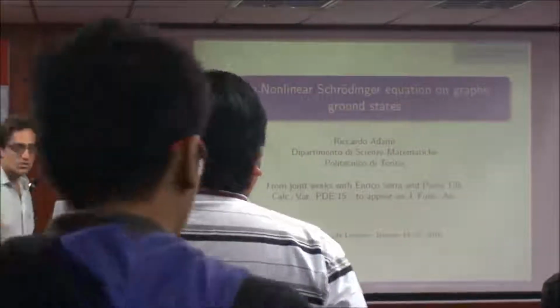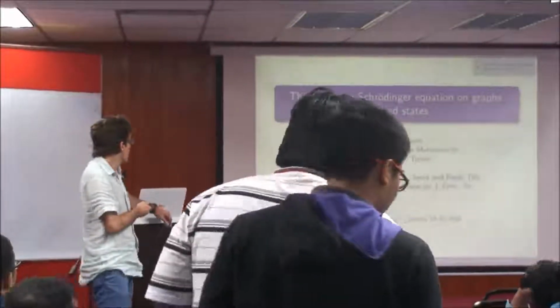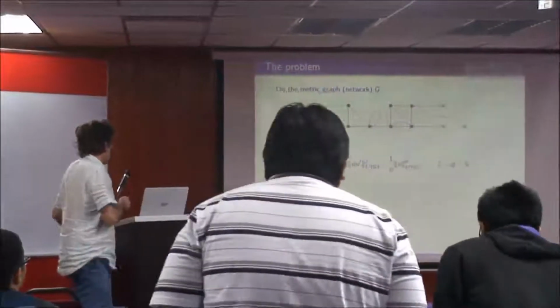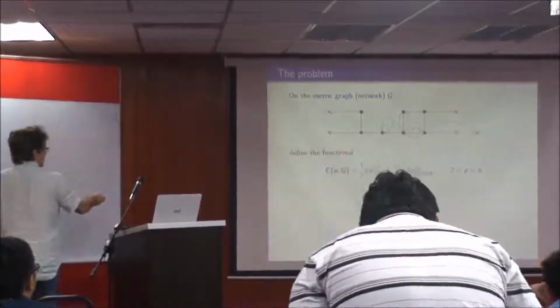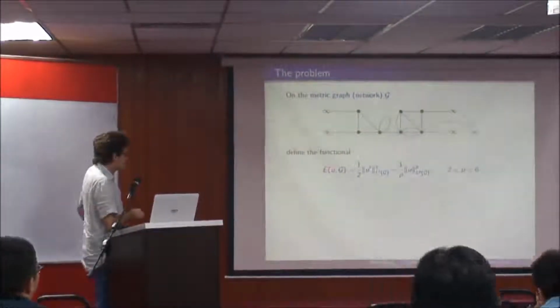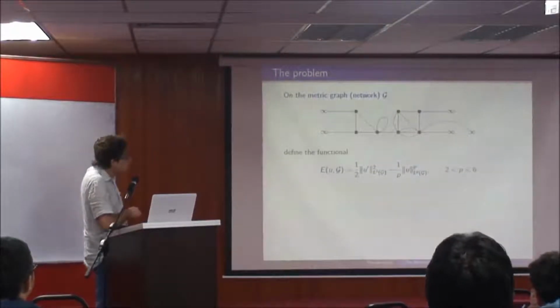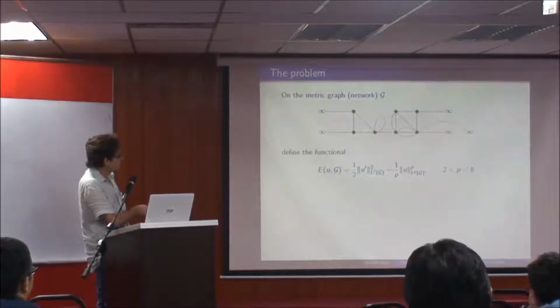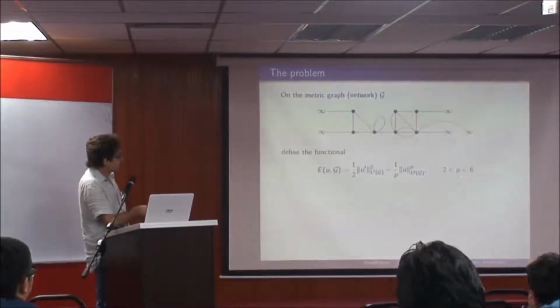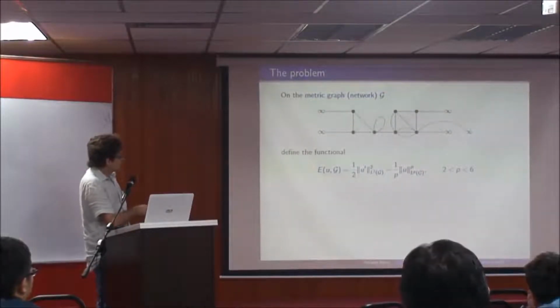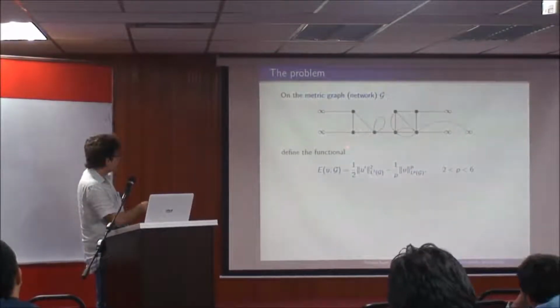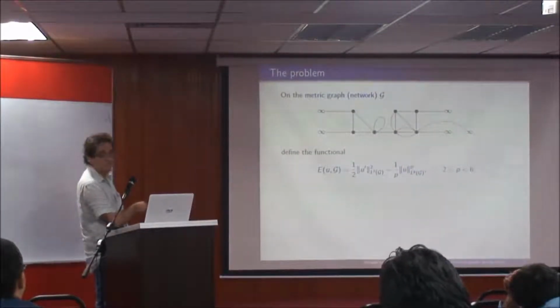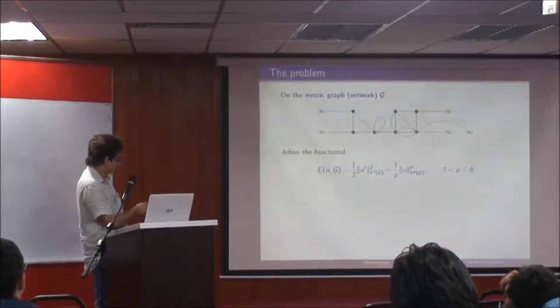We recall what the problem was, and at which point we are. So this is the problem. You have a functional associated to a focusing nonlinear Schrödinger equation, made of a kinetic part and of a nonlinear part with the subcritical power p between 2 and 6. This is a standard functional on a non-standard domain, which is a graph. A non-compact graph. Non-compact means that this graph contains at least one half-line.